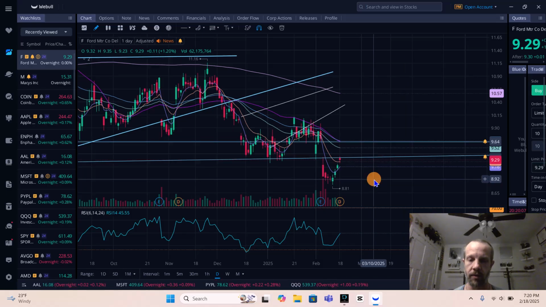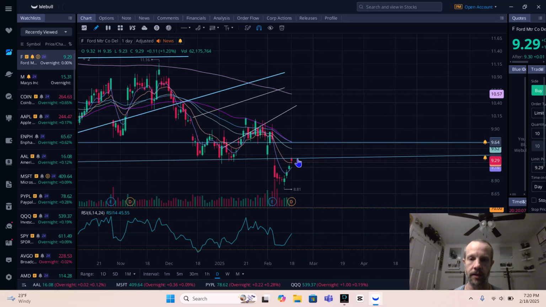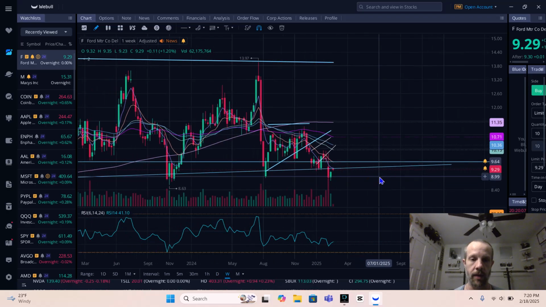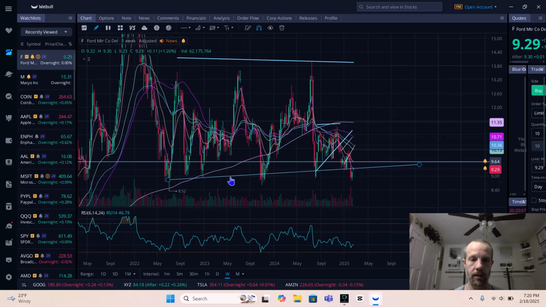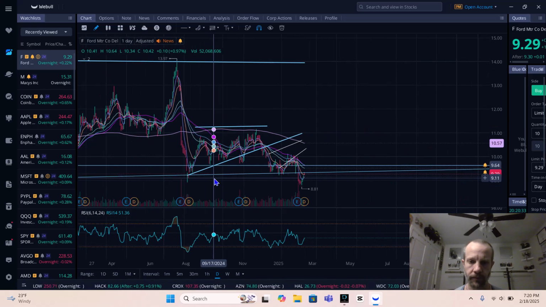All right, now let's go look at Ford. Another one that might provide a pretty interesting small swing trade. It's got a gap to fill right here at 9.64, 9.65, and it looks like it might be trying to get back inside of a bigger trend line that we had marked off before on the weekly time frame.